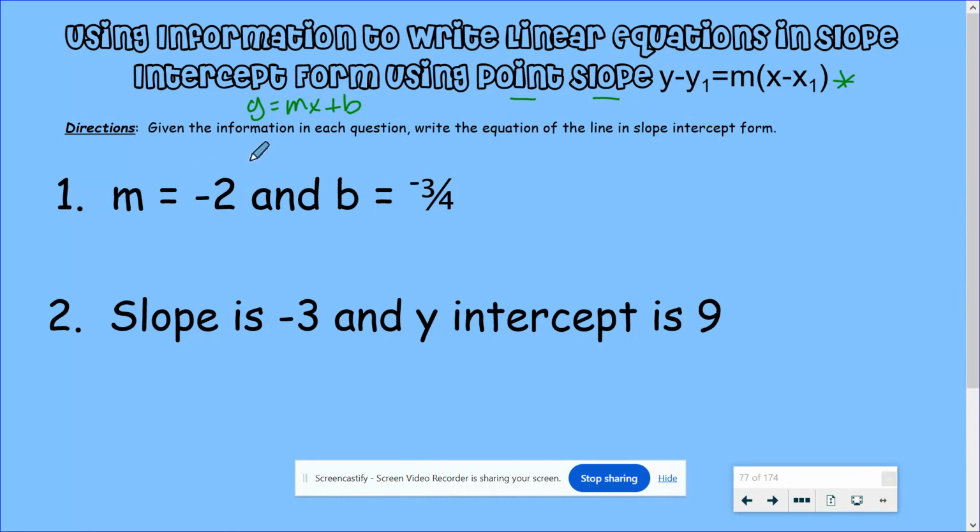And I'll be sure to explain this to you as soon as we need it. So the directions: given the information in each question, write the equation of the line in slope-intercept form. So each set of information is going to turn into this equation ultimately.